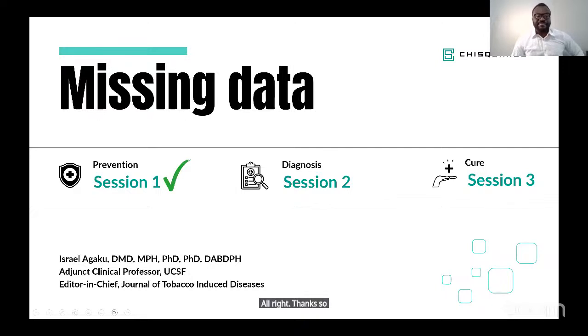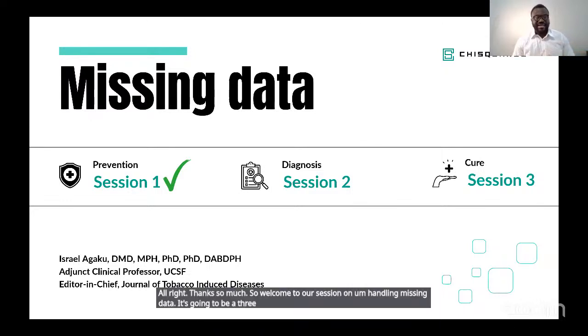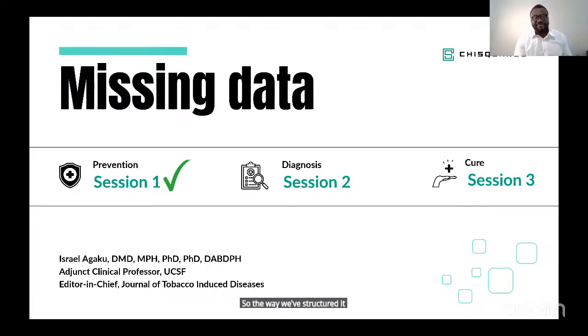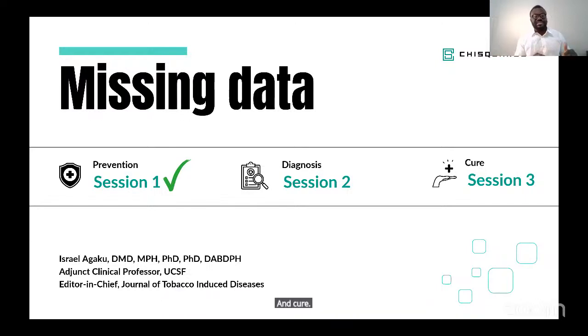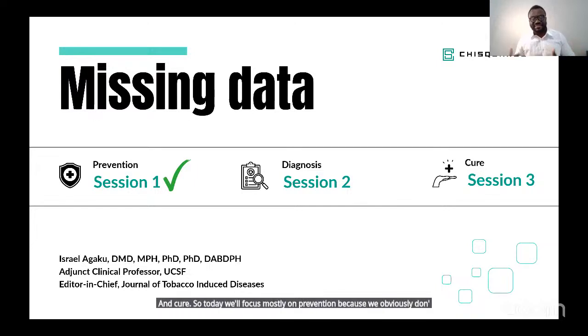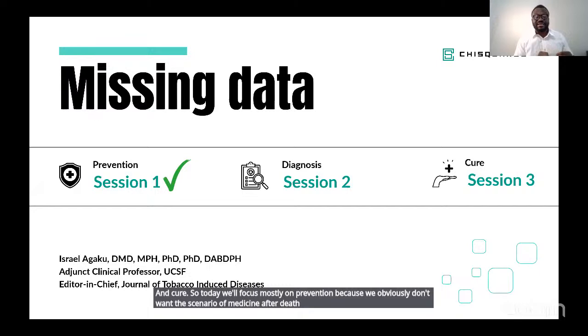So, welcome to our session on handling missing data. It's going to be a 3-week series, and we'll go into everything about missing data. The way we've structured it is that we'll look at it from the perspective of prevention, diagnosis, and cure. Today we'll focus mostly on prevention, because we obviously don't want the scenario of medicine after death. So how do we prevent missing values?